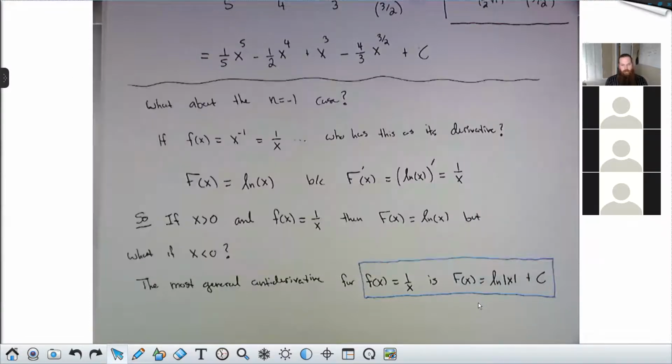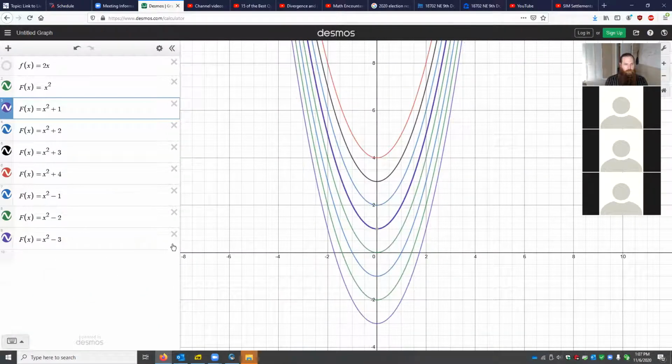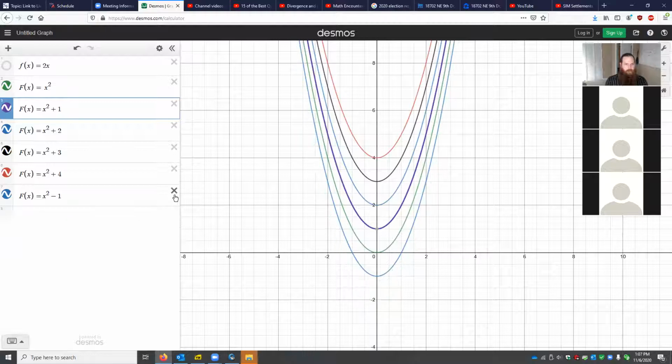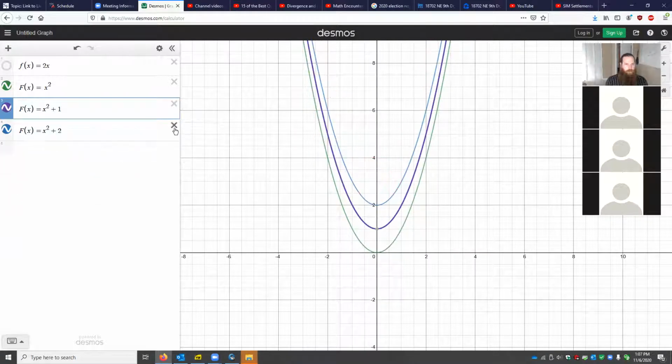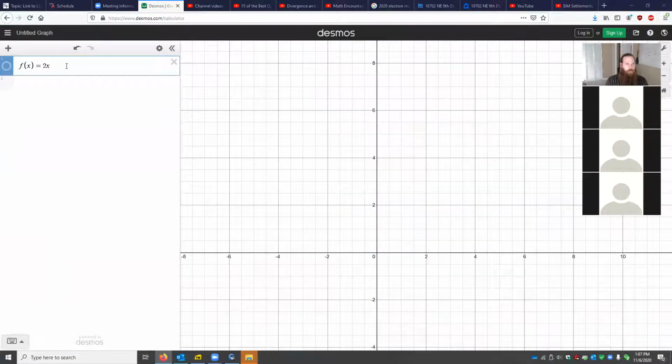Switching to Desmos in 10 seconds. Okay, switching to Desmos now. The vertical translate stuff is nice. That's the best way to understand the question, what is the most general antiderivative? It's just all the vertical translates of the core antiderivative.